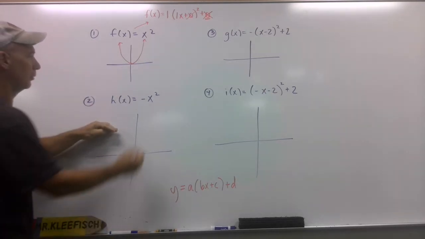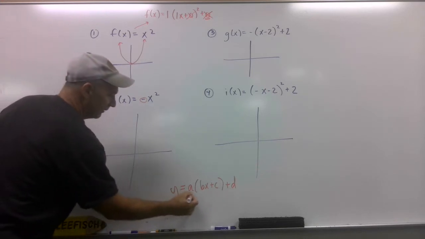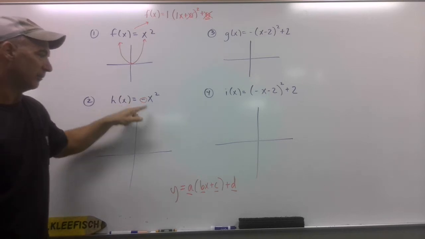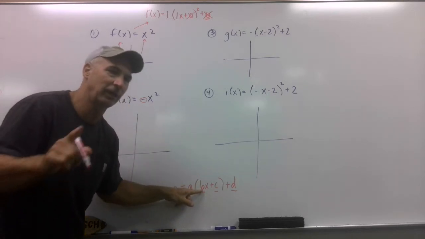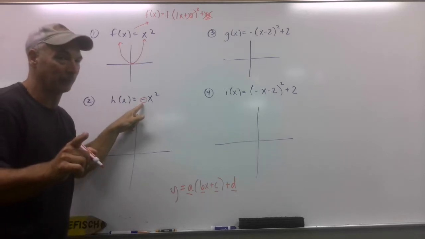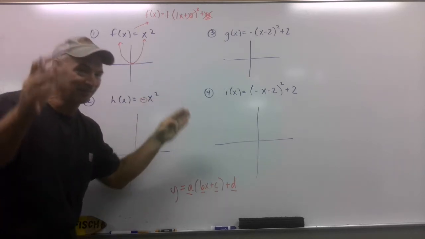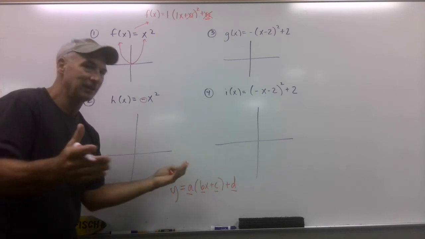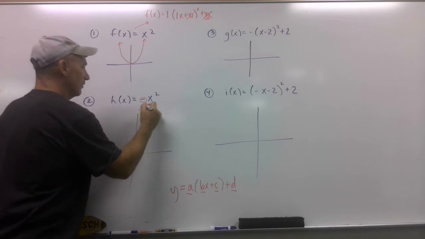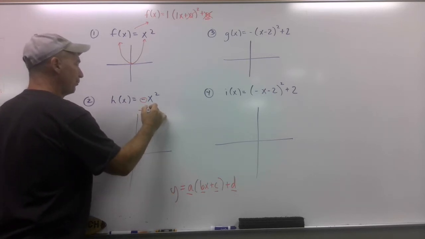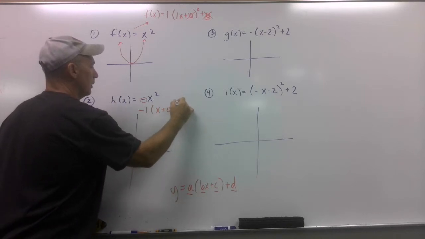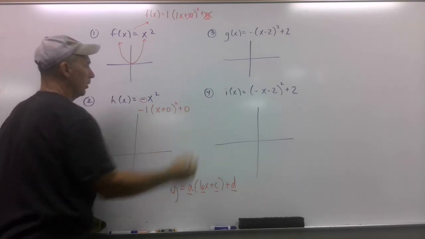Let's go to this one. What is this letter? Is that A? Is it B? Is it C? Is it D? Now, one thing I said is B is connected to x. So some of you are like, well, that's B. I understand what you're saying, but remember I emphasized B is inside the parentheses. A is in front. Notice this is in front. So this is the same thing as negative, watch this now, 1 times (x plus 0) squared plus 0.